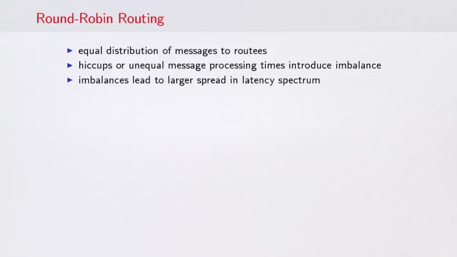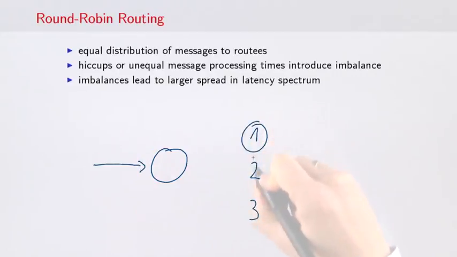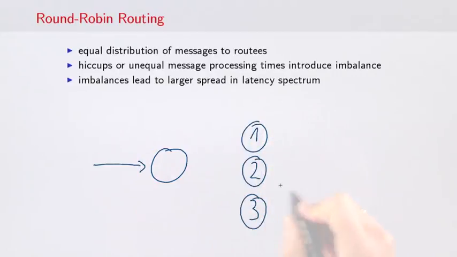The most easily understood routing scheme is the round-robin one. You have the router here, incoming messages, and let's say we have 3 targets, 1, 2, and 3. Then the first request will go here, the second will go here, the third will go here, and then it starts over. Always 1, 2, 3, 1, 2, 3, 1, 2, 3.